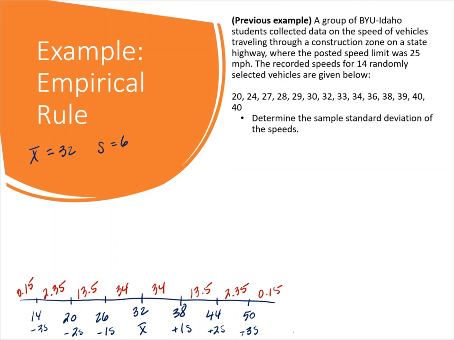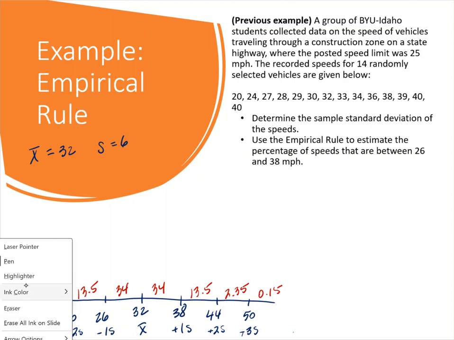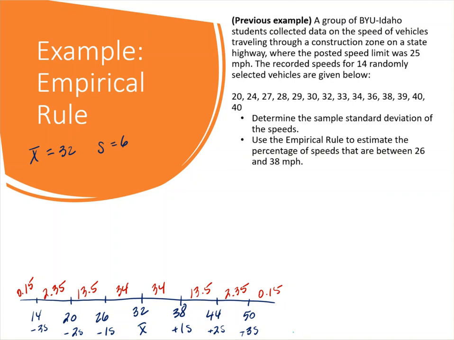So the question we want to look at says, use the empirical rule to estimate the percentage of speeds that fall between 26 and 38 miles per hour. Let's look at our number line again. I can find 26 here and 38 here. And so the percentage that's falling between 26 and 38 ends up being 68%. So 68% of the data fell within 26 and 38 miles per hour. This is the data set we're looking at.